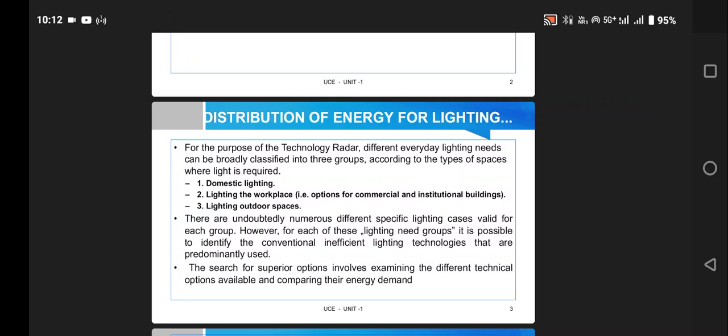For the purpose of the technology radar, different everyday lighting needs can be broadly classified into three categories. The first one is domestic lighting, the second one is lighting the workspace, the third one is lighting outdoor spaces. There are numerous different specific lighting cases valid for each group. The search for superior options involves examining the different technical options available and comparing their energy demand.